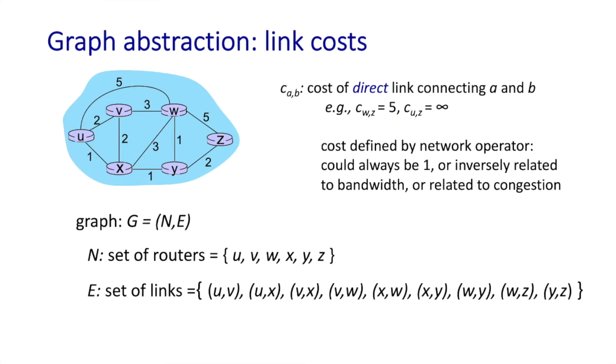Now, where do these costs come from? Well, the routing algorithm or protocol doesn't really care, but in practice, it's defined by the network operator. The cost could be 1, in which case the least cost path algorithm is the shortest path, or the cost could be inversely related to the bandwidth. The higher the bandwidth, the lower the cost. Or the cost could be directly related to a link's congestion level, their queuing delay. The higher the congestion level, the higher the cost.